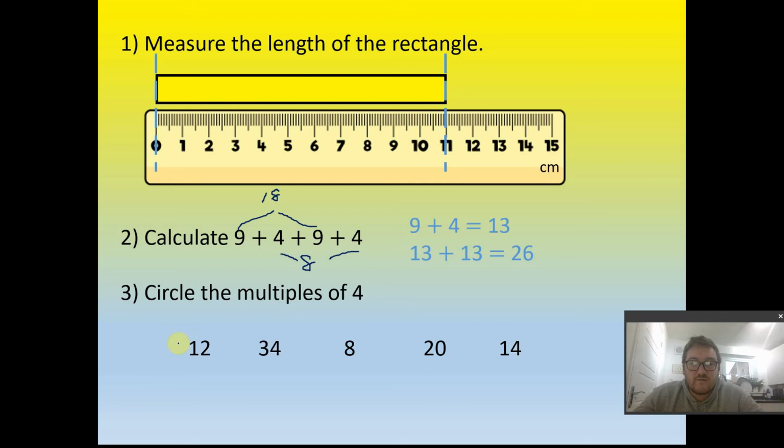Circle the multiples of 4. Actually, that'll do it for us. 12, 8, and 20. So these are all numbers within the 4 times table. They're all multiples when we count in our 4s.